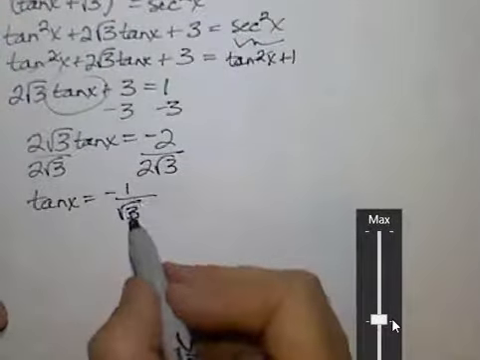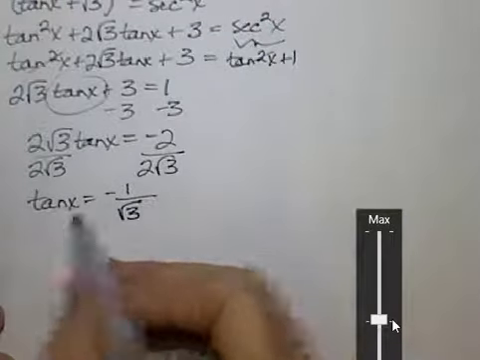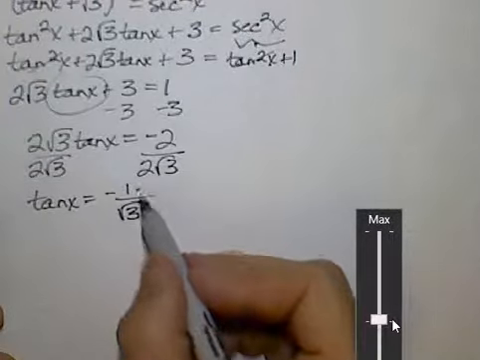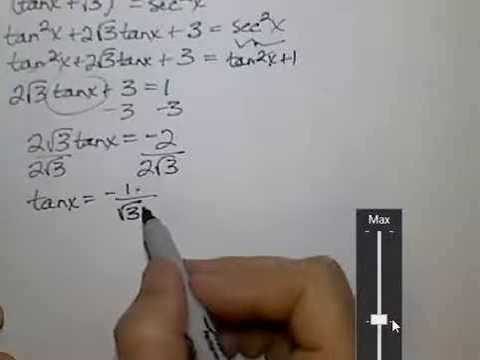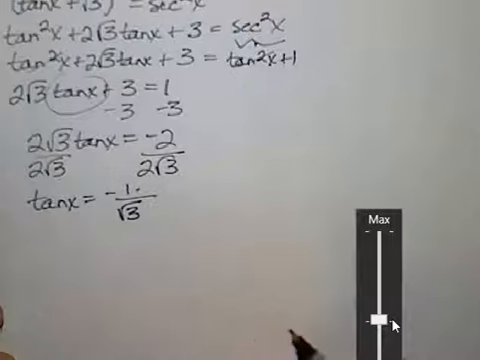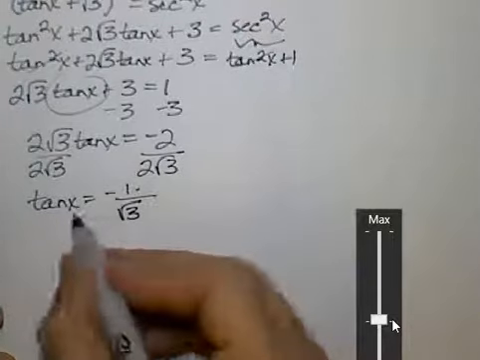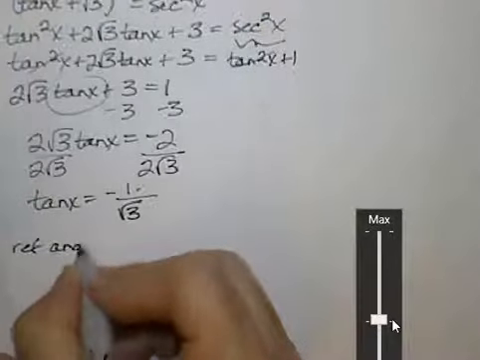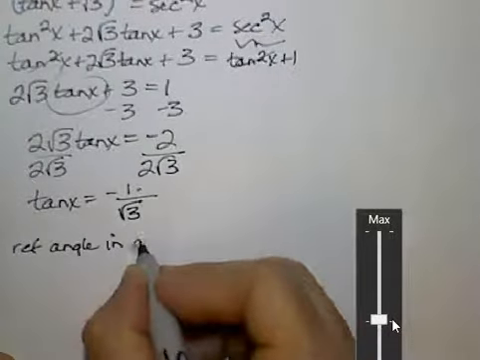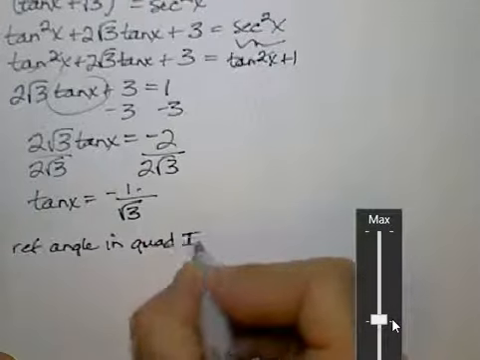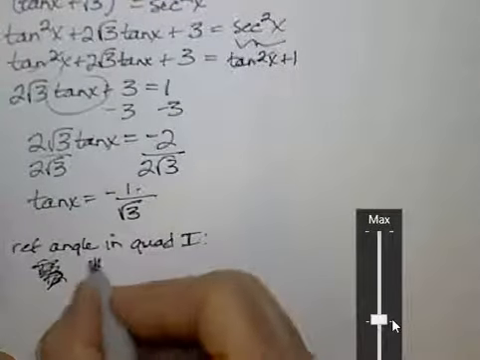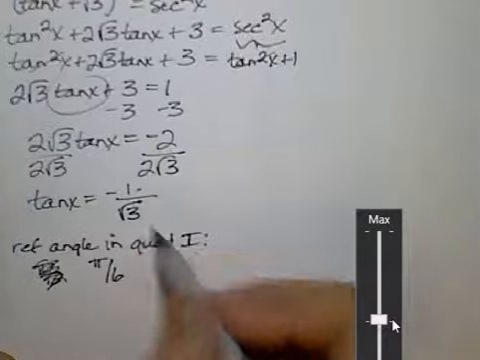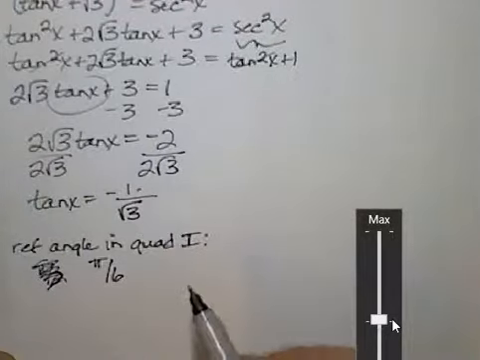Now this is one of our special angle values. Tangent is sine over cosine, so this would happen where sine is 1/2 and cosine is the square root of 3 over 2. Only one or the other of them has to be negative. We could figure out the reference angle for this in the first quadrant. In radians, that would be pi over 6, because that has a sine of 1/2 and a cosine of the square root of 3 over 2.